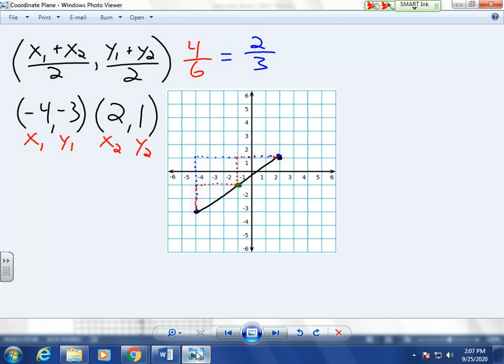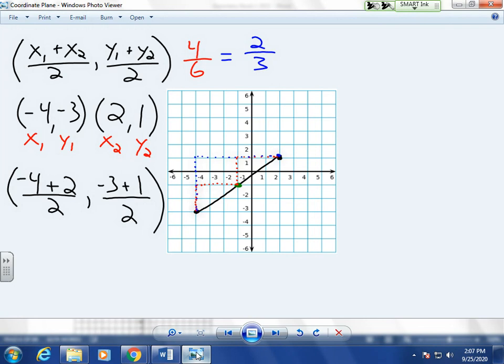So applying the formula here, we are going to take our x1, which is -4, plus x2, which is 2, and divide by 2. And then for the y value of the midpoint, we're going to take y1, which is -3, plus y2, which is 1, and divide by 2. Okay?